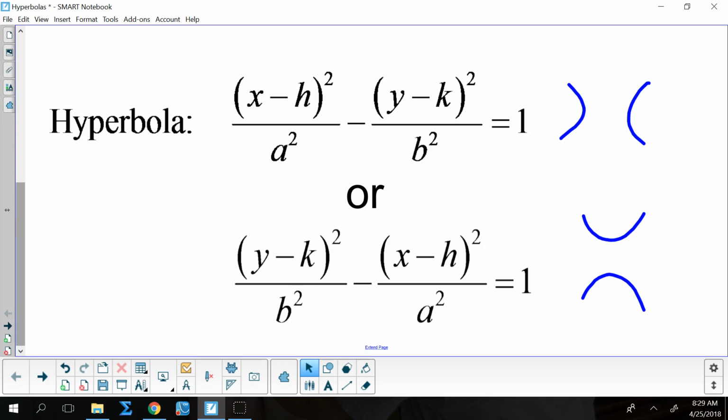Notice how a squared stays with x squared, and b squared stays with y squared. Which is good, because that's all the same from ellipses. We had a squared underneath x squared in an ellipse. We had b squared underneath y squared. So we have it set up for you so that all of the stuff that you've learned now kind of gets all mashed potatoed into one.